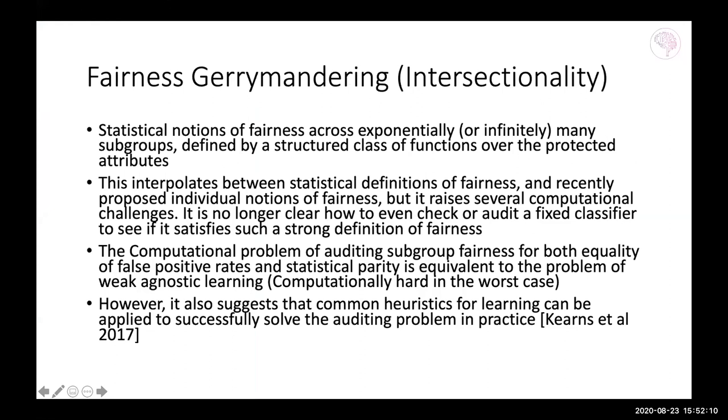All right, so based on that observation regarding intersectionality and gerrymandering with respect to fairness, some researchers have started talking about statistical notions of fairness across exponentially many subgroups. So think about combinations of these different protected groups that we talked about, say, across the dimensions of race, gender, age, religion, and so on and so forth. The idea is that there should be methods which practitioners could use off the shelf and compute these things on the fly.